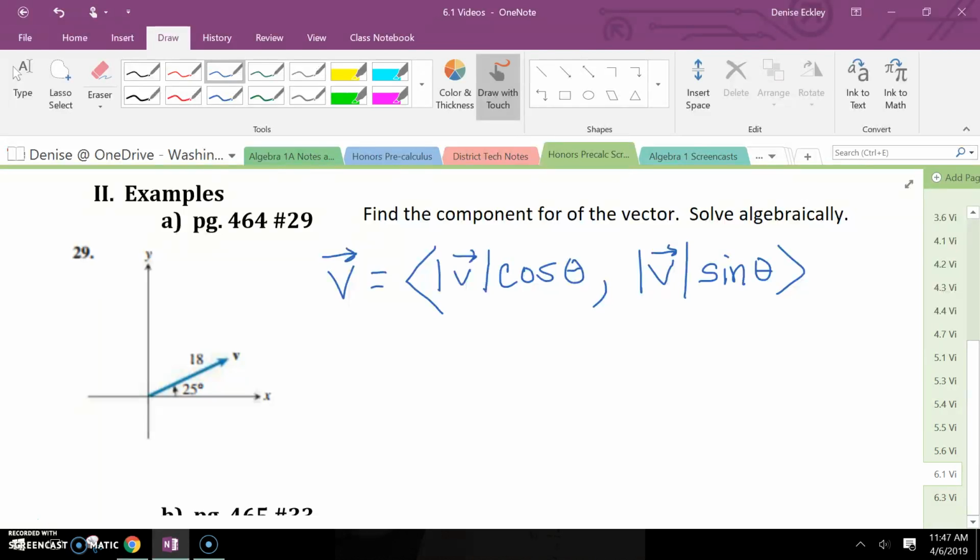So we're going to substitute everything we have because we have everything we need. We know that the magnitude is 18, and we also know that the value of the angle is 25 degrees. And please remember that that angle has to be made with the positive x-axis. So the picture is very direct, and it makes it very simple for us to do this problem.